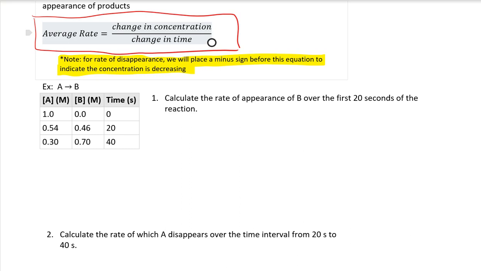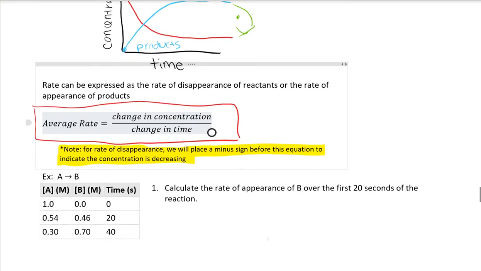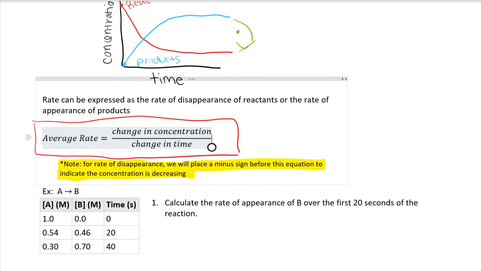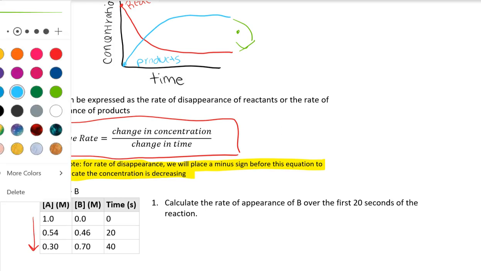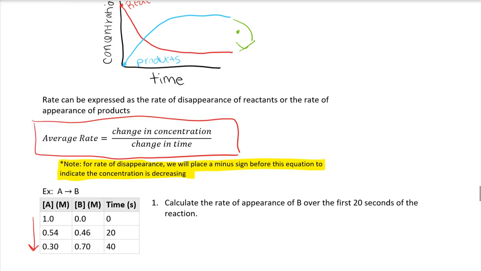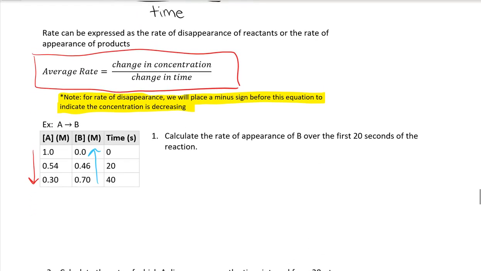All right, so let's look at our first example. So let's say we just had a very simple reaction, A is producing B. So kind of like we saw on our little graph up here, I could see that the concentration of my reactant, A, is decreasing over time, and the concentration of my product, which is B, is increasing over time. So let's work on number 1. Calculate the rate of appearance of B over the first 20 seconds of the reaction.